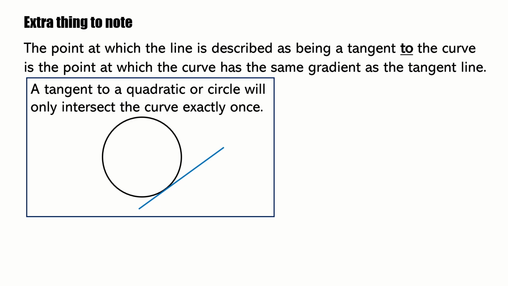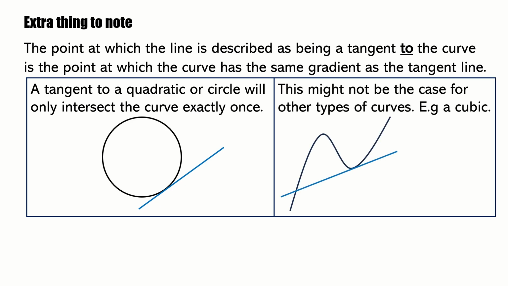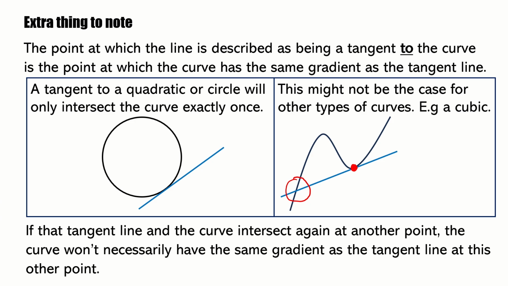But the reason we still do use that language is because there are some cases where a tangent will intersect a curve more than once. For instance, a cubic is a good example of this. The tangent doesn't have the same gradient as the curve at both of those points of intersection. It only shares the same gradient as the curve at the point at which we describe it as being the tangent to the curve at that point. So that's the one I've highlighted right there. Whereas you can clearly see at this other point of intersection, the tangent and the curve do not share the same gradient as each other. So that's worth bearing in mind.